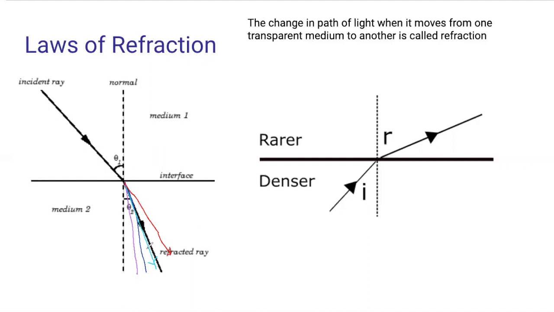So each color of light is getting deviated by a different amount. This means for violet, the angle of incidence is this one only, and the angle of refraction is this. For indigo, it is this. For blue, it is this. For red, it is this. So sin I by sin R for all of these is different. So each color will have a different refractive index.